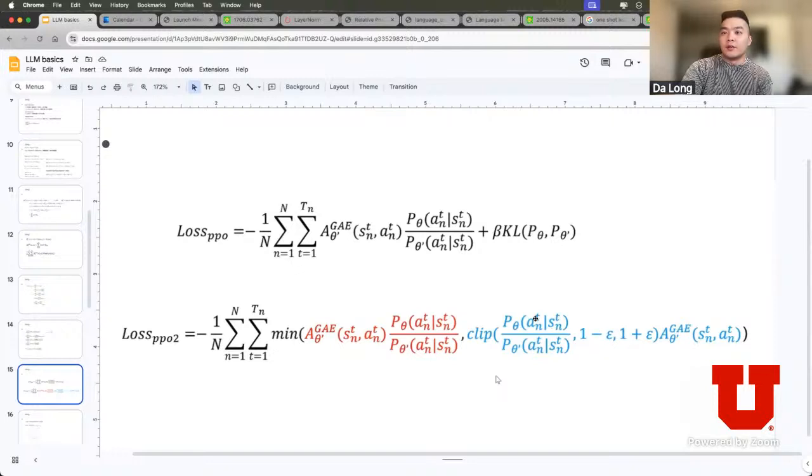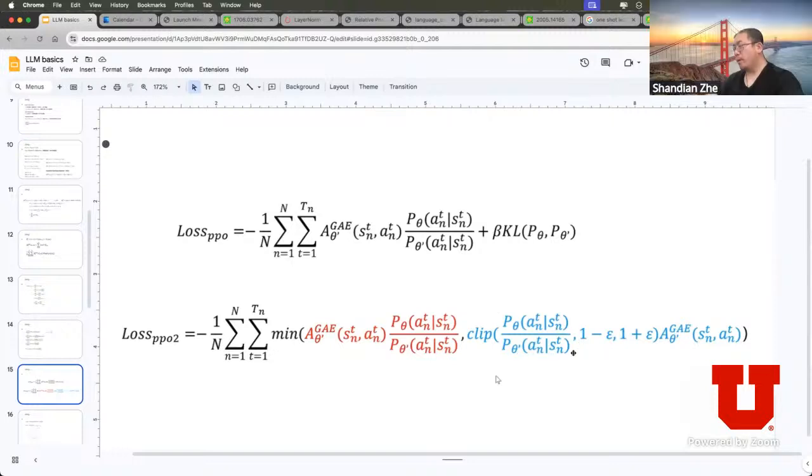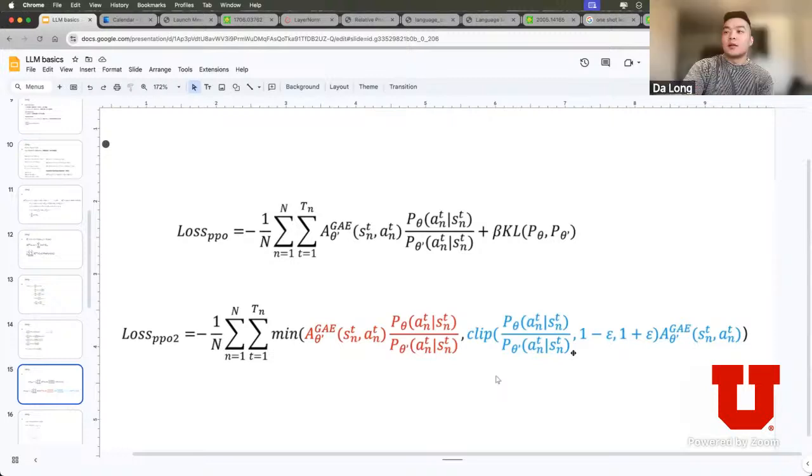If this one is smaller than one minus epsilon or larger than one plus epsilon, then it just clips it out. I think this is for the stability of the training. It doesn't want p theta too far away from p theta prime, so it clips it out if it's too far away. If it is too small, it will be flipped to one minus epsilon. If it's too big, it will be flipped to one plus epsilon.